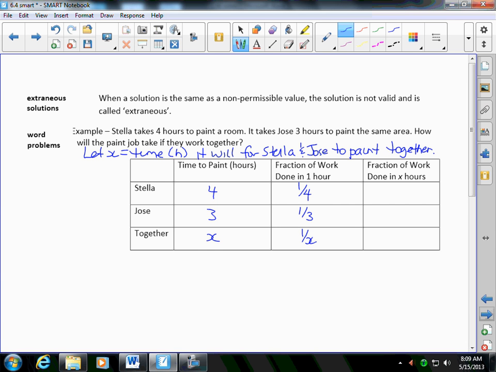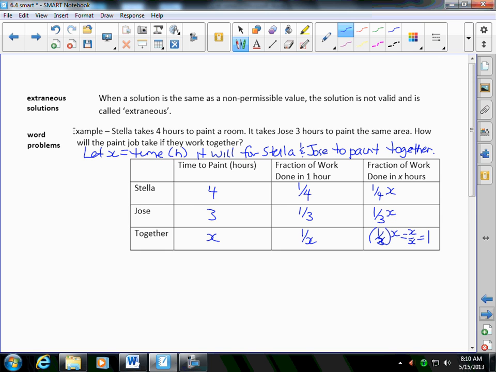So if we take a look at the fraction of work that they've done in x hours, so if we don't know the number of hours that they're using, whatever that is, it's going to take her 1/4 of x to get it done. So if we want to know, say, to get 2/3 of the job done, or half of the job done, or whatever. So 1/3 times x. And then this one will be 1/x times x, which is just x over x, so it just equals 1. And if you think about that, if they're doing them together, then that's one whole job. So they're finishing the whole job.